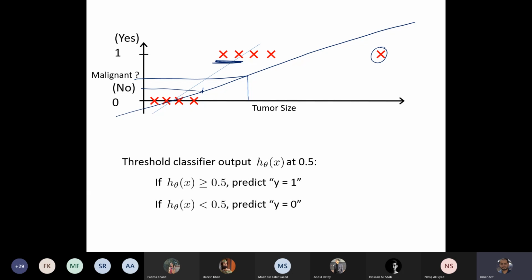So what I am trying to say here is that linear regression you cannot directly apply. You have to apply some threshold, and then you have to adjust the values of the threshold.